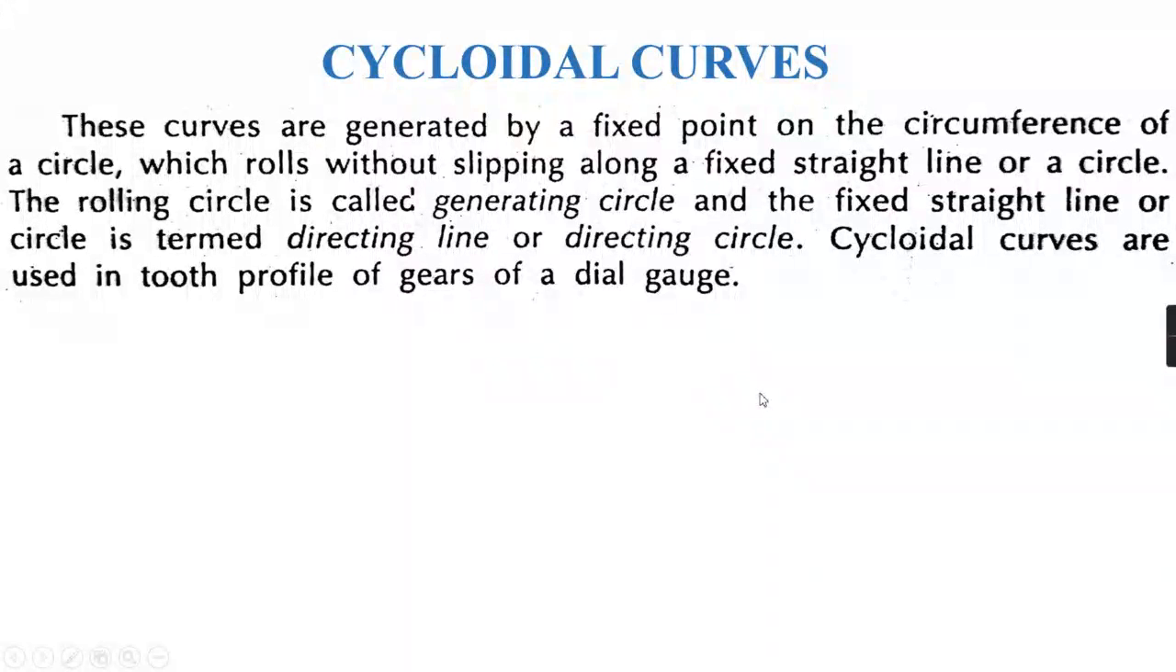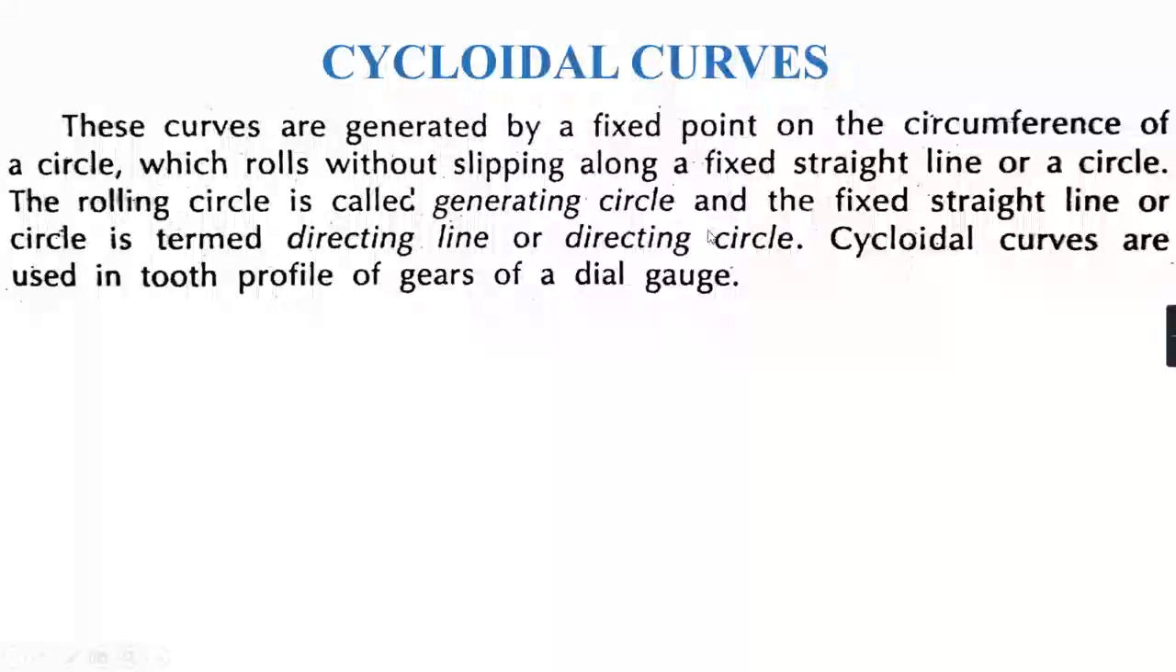The rolling circle is called the generating circle. So the circle which moves is called the generating circle, and the fixed straight line or the circle on which it is rotating is called the directing line or directing circle. Cycloidal curves are used in the tooth profile of the gears of a dial gauge. So basically, these cycloidal curves are very useful in mechanical engineering.